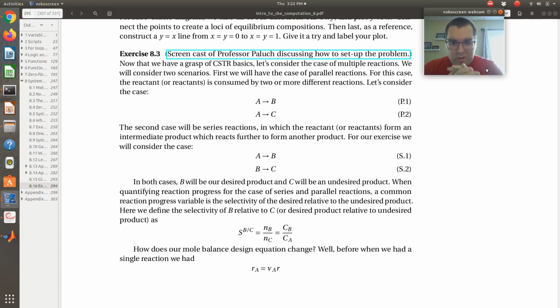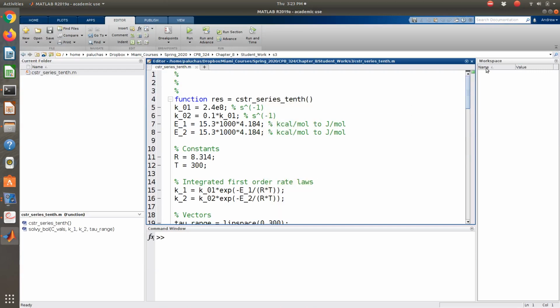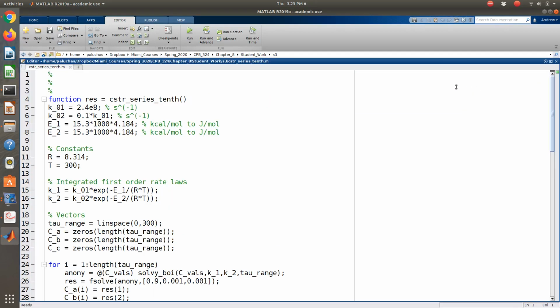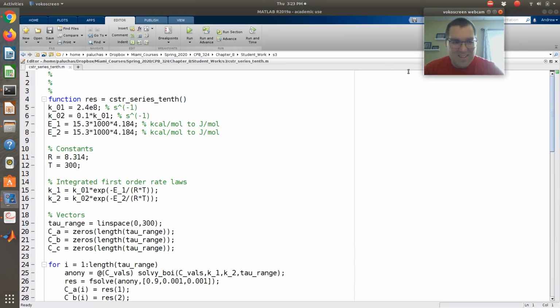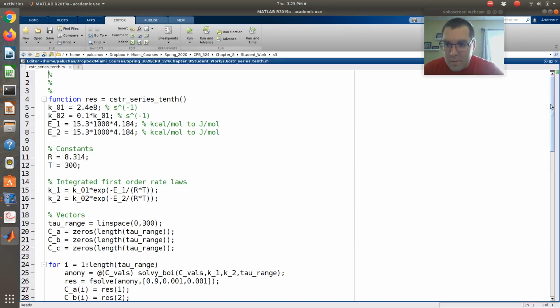Alright, another help request for exercise 8.3. So let's take a look. Isothermal CSTR, series and parallel reactions. Let me maximize the code that I received. Let's go through it and see what we have.